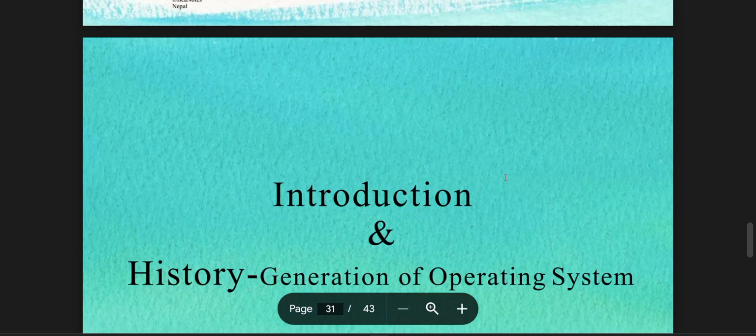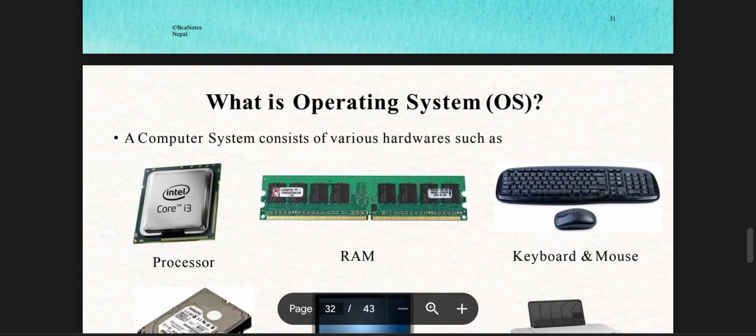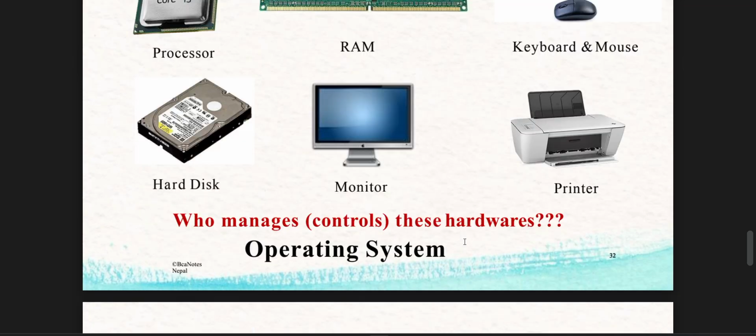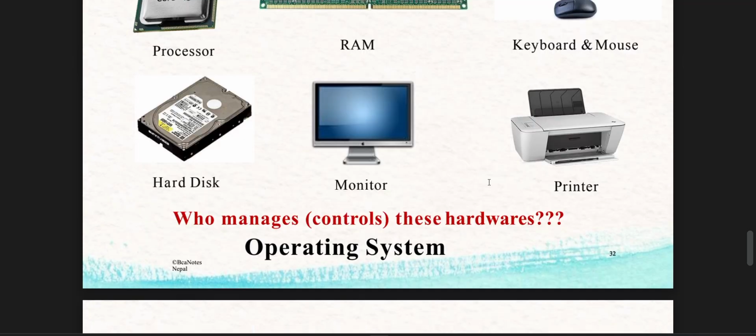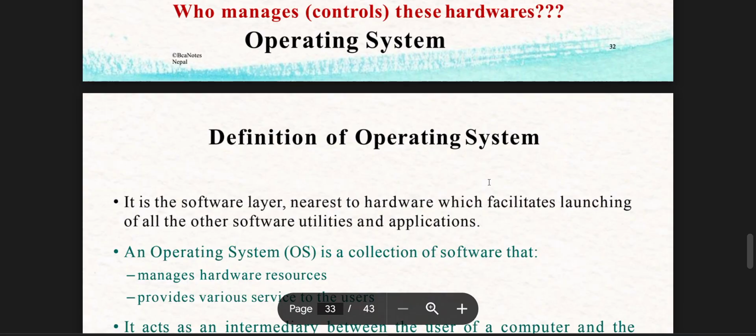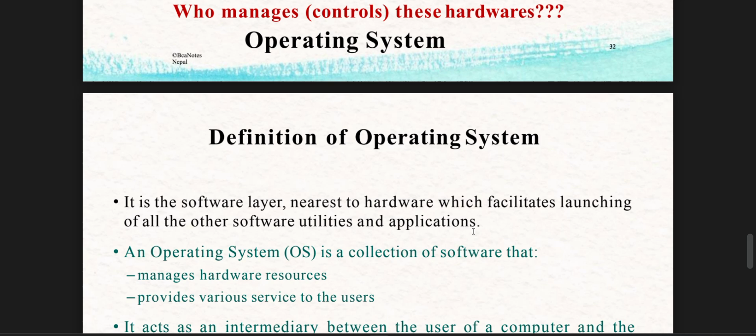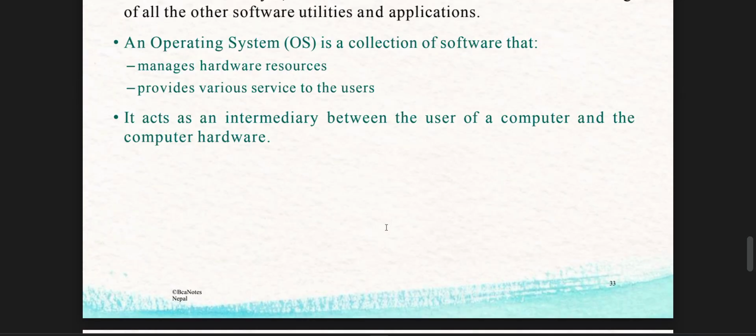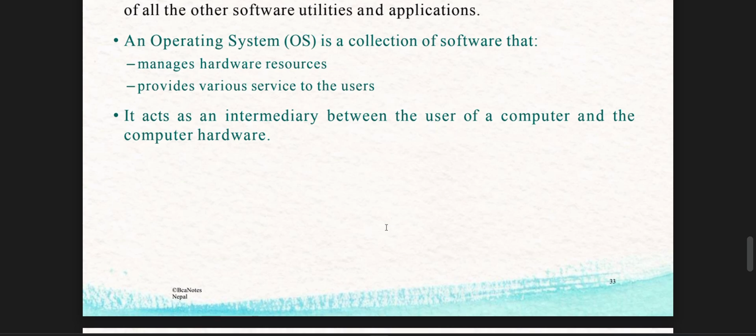Introduction and generation of the operating system. What is an operating system? A computer system consists of various hardware such as processor, RAM, keyboard, mouse, hard disk, monitor, and printer, which the operating system manages and controls. It is the software layer nearest to the hardware which facilitates launching of all the software programs, utilities, and applications. An operating system is the collection of software that manages the hardware resources and provides various services to the user. It acts as an intermediary between the user of the computer and the computer hardware.